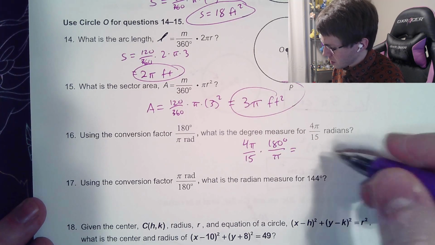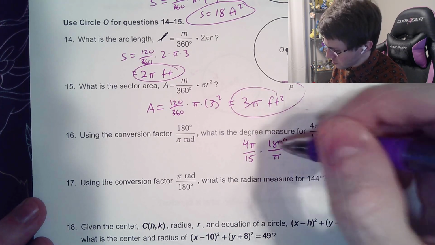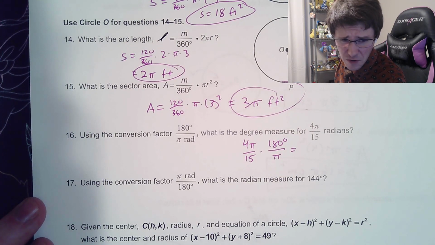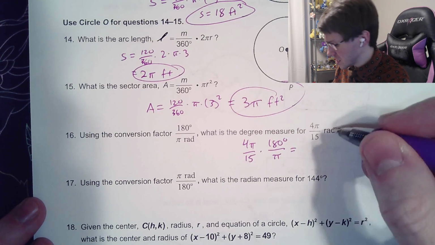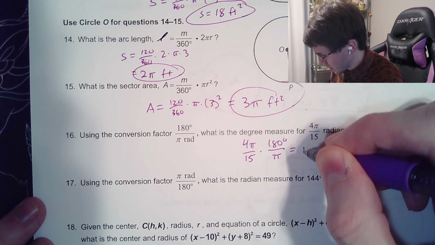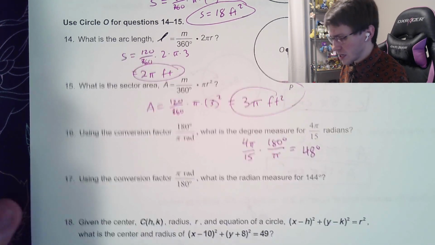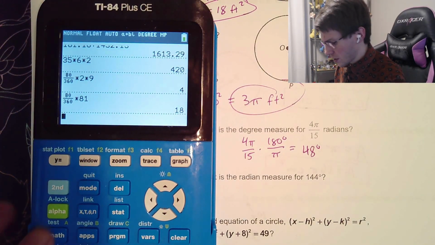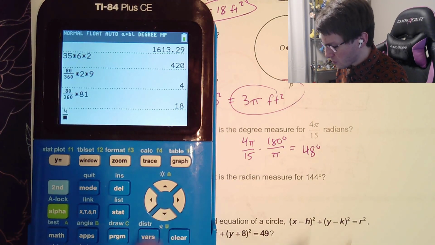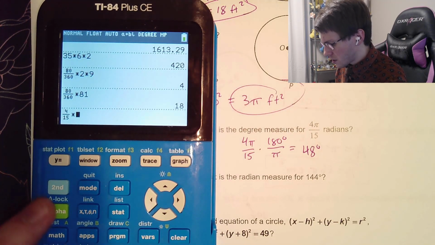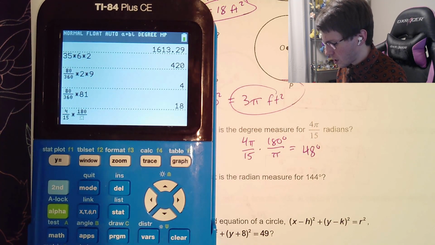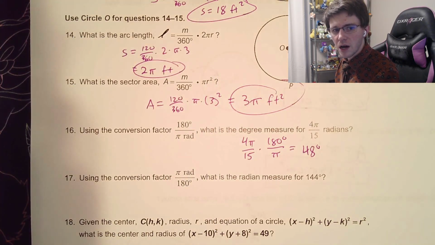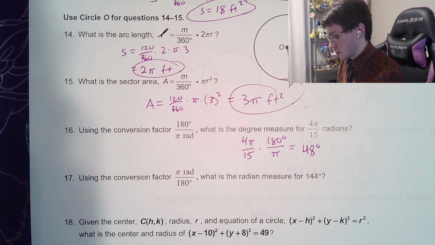The pi's end up canceling out because they're on the top and the bottom. Feel free to cross yours out if you feel like it. 180 over 15 is 12, and 12 times 4 is in fact 48. And yet again, if you type that into your calculator, you pretend the pi's are a 1. You get 4 alpha y times 15, or 180 over 15, with the pi as a 1, and you get that 48, because the pi's are canceling there, so you don't need the pi's, right?